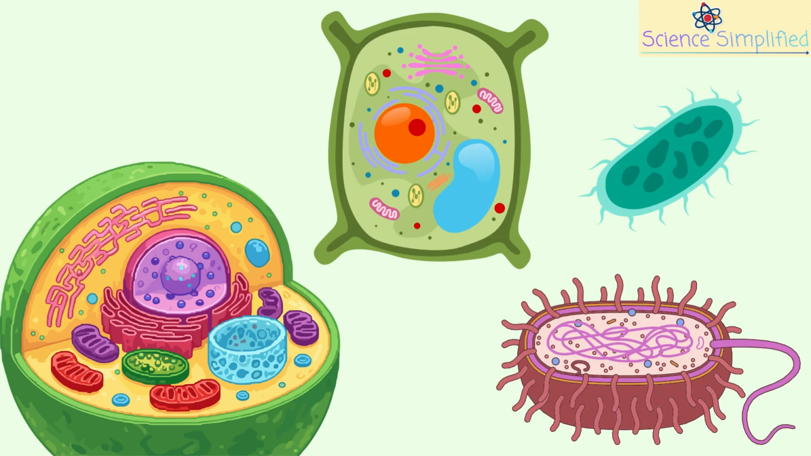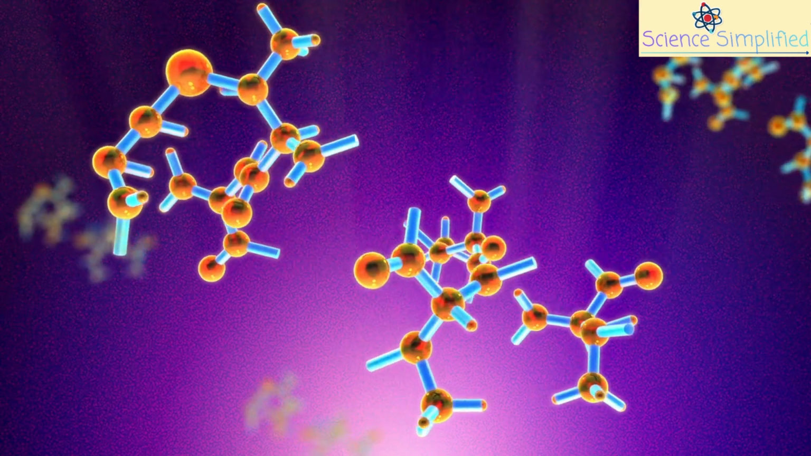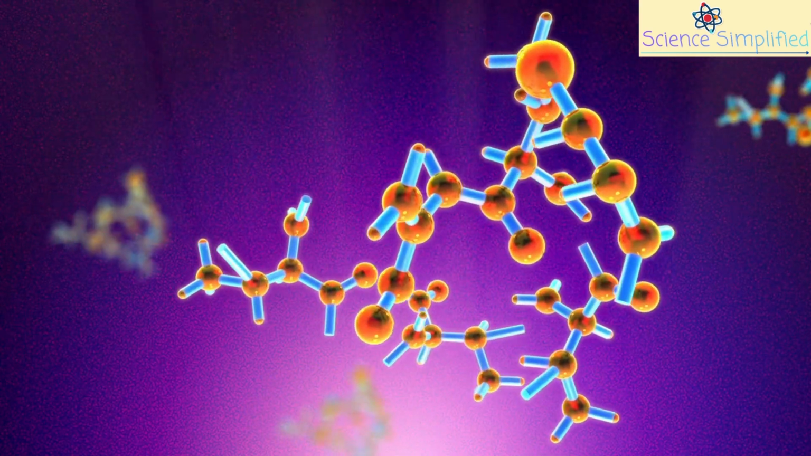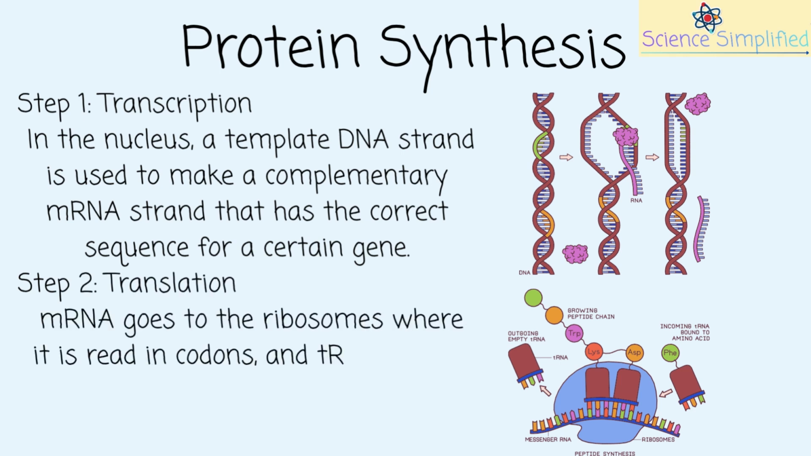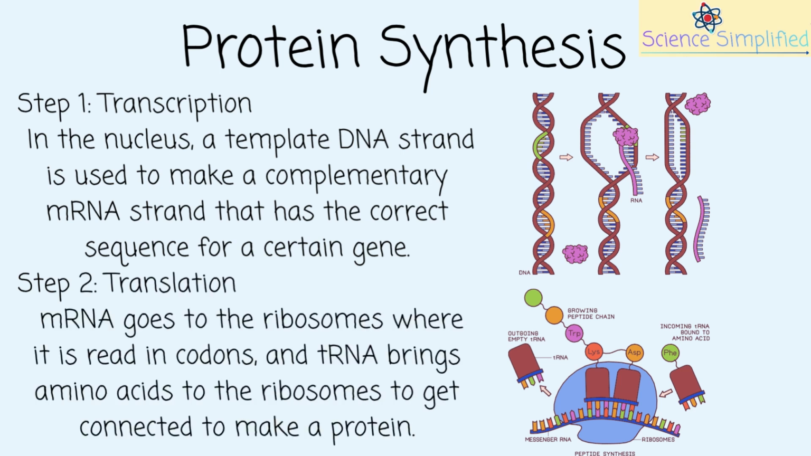In summary, protein synthesis occurs in all living things' cells in order for them to make proteins to carry out vital body functions. It begins with transcription, which is when DNA unzips and one strand is used to make a complementary mRNA strand that has the correct nucleotide sequence for a certain gene.